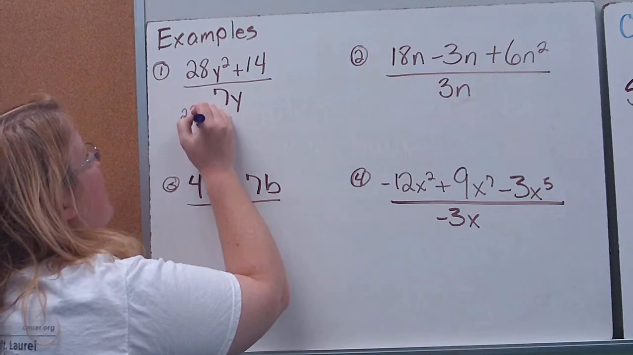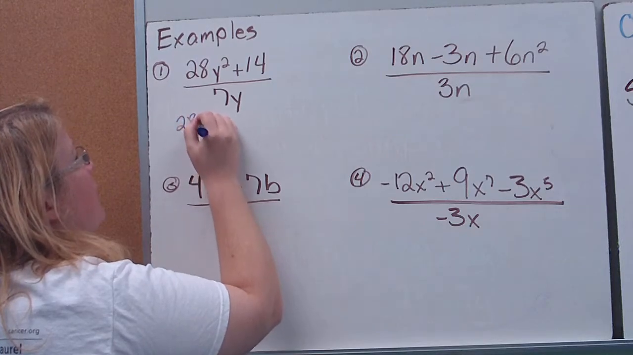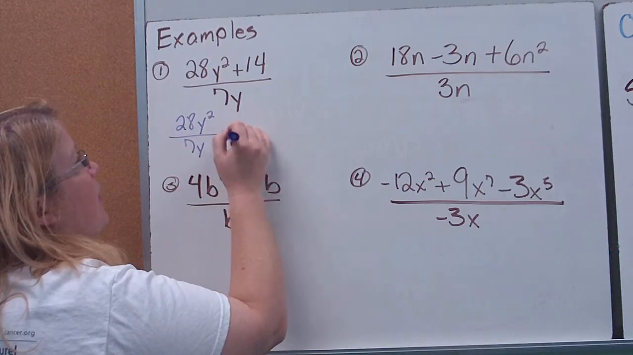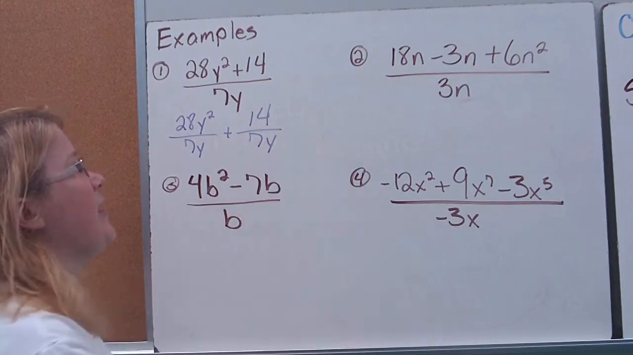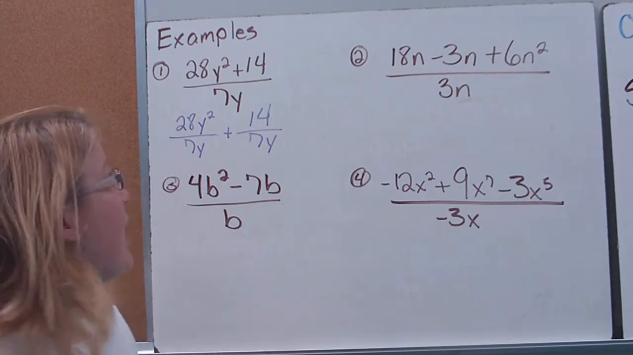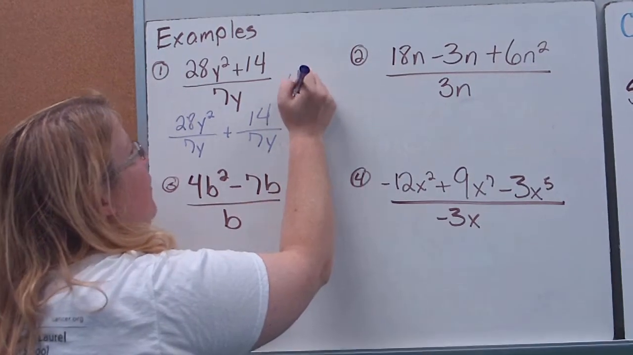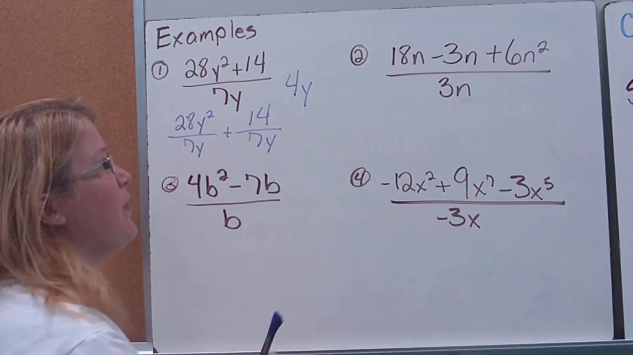So what I'm saying here is I have 28y squared divided by 7y plus 14 divided by 7y. Sorry, I wrote that really poorly. So I'm just doing the two different divisions to get my answer. So 28 divided by 7 leaves me with 4. y squared divided by y leaves me with y.